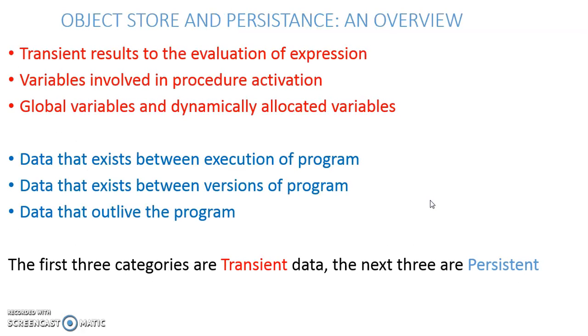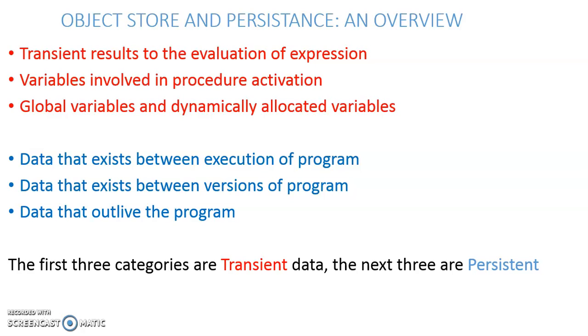The next topic is object storage and persistence. There are two types of data that exist. One is transient and one more is persistent. The red ones are transient and the blue ones are persistent. Transients are temporary data that exist only for a specific period of time, such as evaluation of expressions, procedure activations, global variables and dynamically allocated variables.